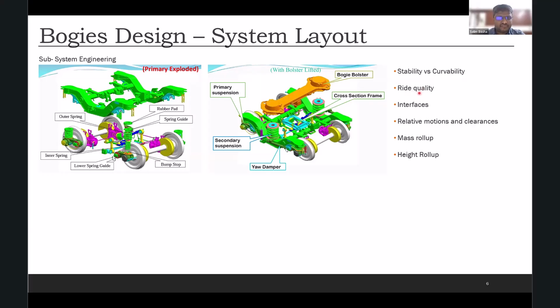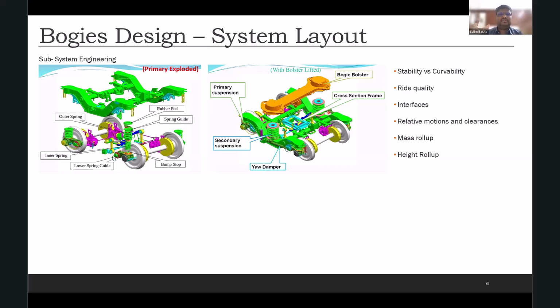So stability, ride quality, and interfaces, and then the relative motions and clearances. The bogie and the car body are not static; they keep on moving. There will be a relative motion between them. So we need to ensure that until the hard stops are hit, no other component hits the other part of the car body. And then we also need to ensure that the height of the bogie, because it's all defined by the platform heights, is within some limit. That also comes from the train engineer, that my bogie cannot be taller than a certain height. So we need to package it within that.